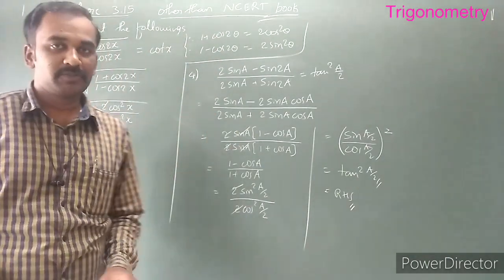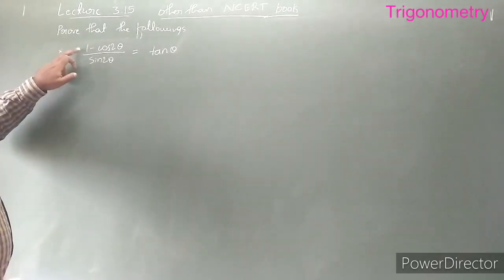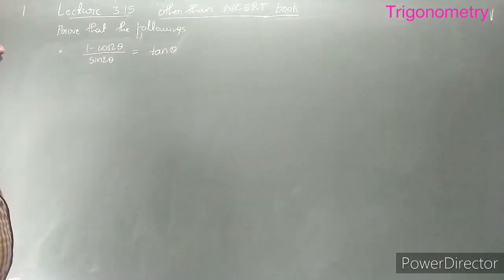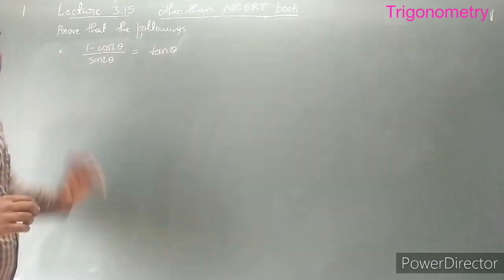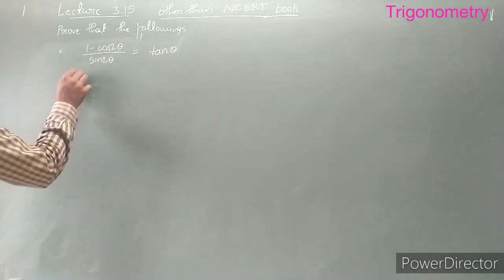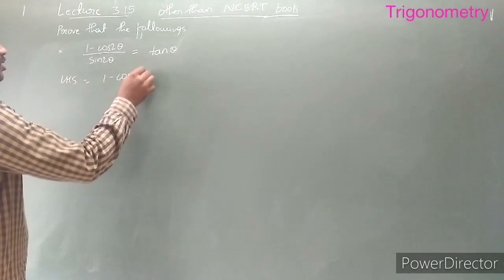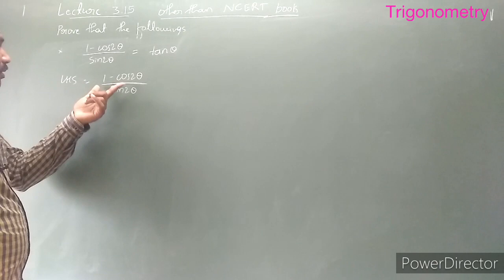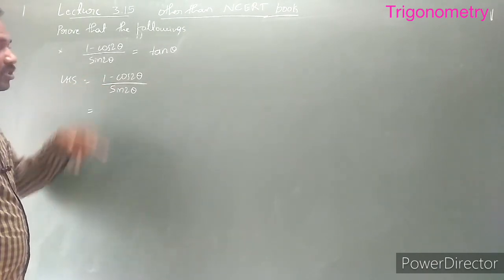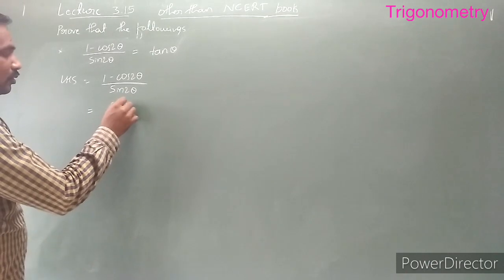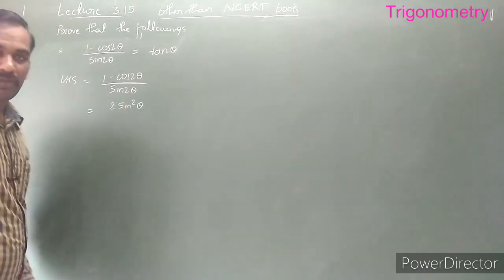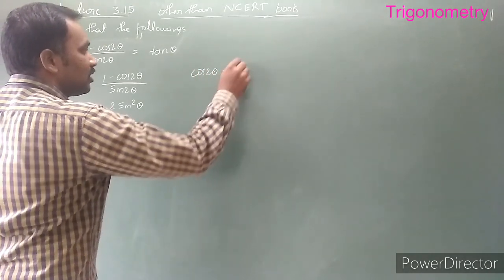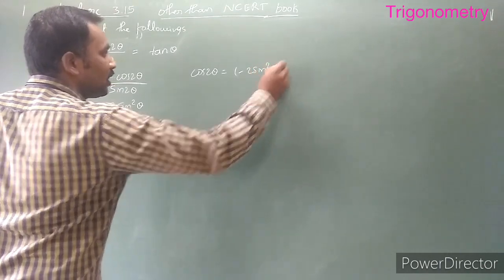Okay. Now next. Prove that (1 minus cos 2 theta) divided by sin 2 theta is equal to tan theta. Left hand side angles are 2 theta, right hand side angle is theta. Once again, the same identity. Use the sin 2 theta formula and cos 2 theta formula. Can I write 1 minus cos 2 theta directly as 2 sin square theta? The formula is: cos 2 theta is equal to 1 minus 2 sin square theta.